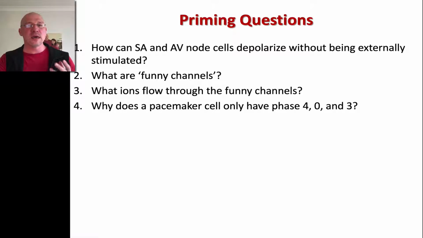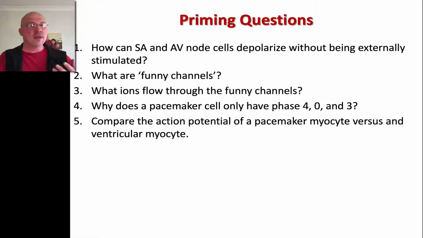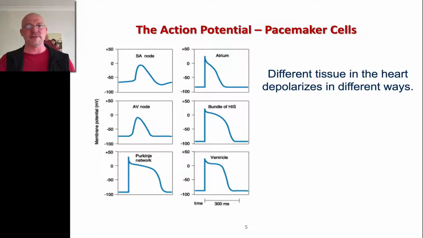Pacemaker cells, unlike ventricular myocytes, don't have phase 0, 1, 2, 3, 4. They've only got a 4, a 0, and a 3. Why is that? How is it that they're working so differently? And then you should be able to compare the action potential of a pacemaker myocyte versus a normal ventricular myocyte.